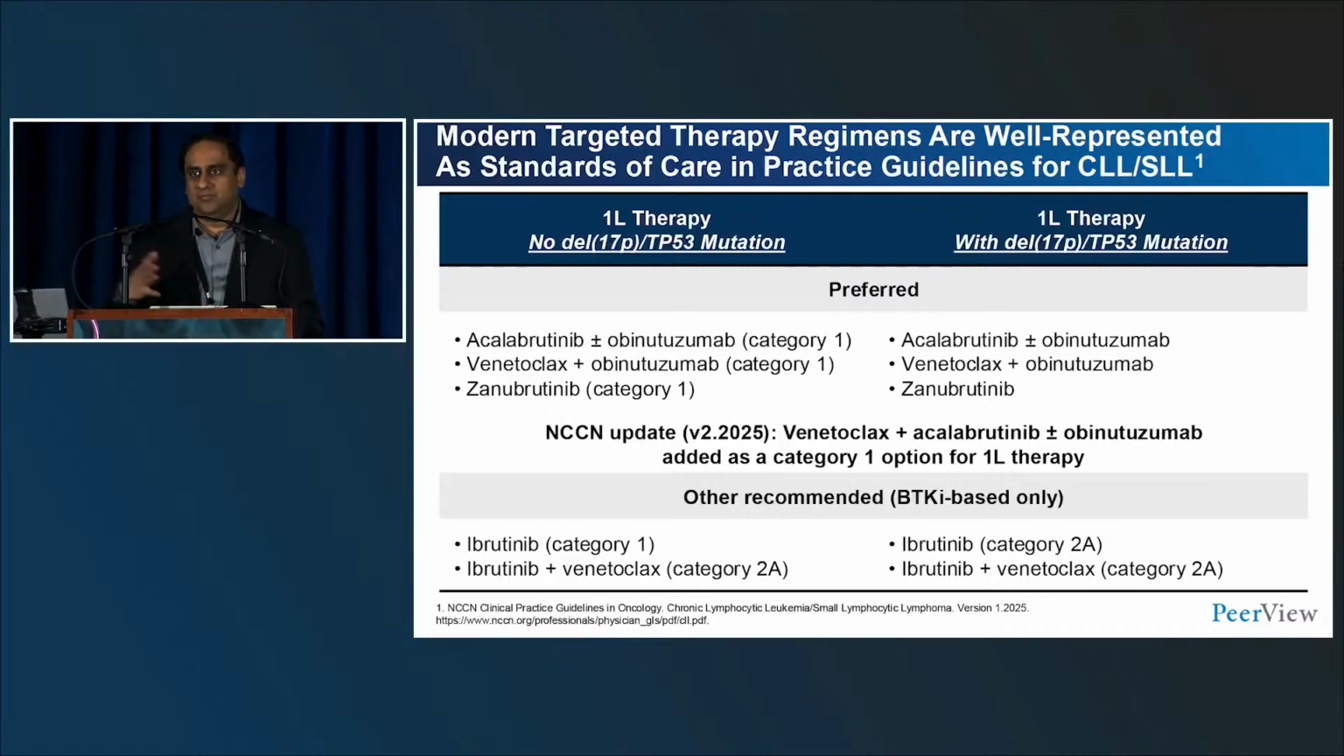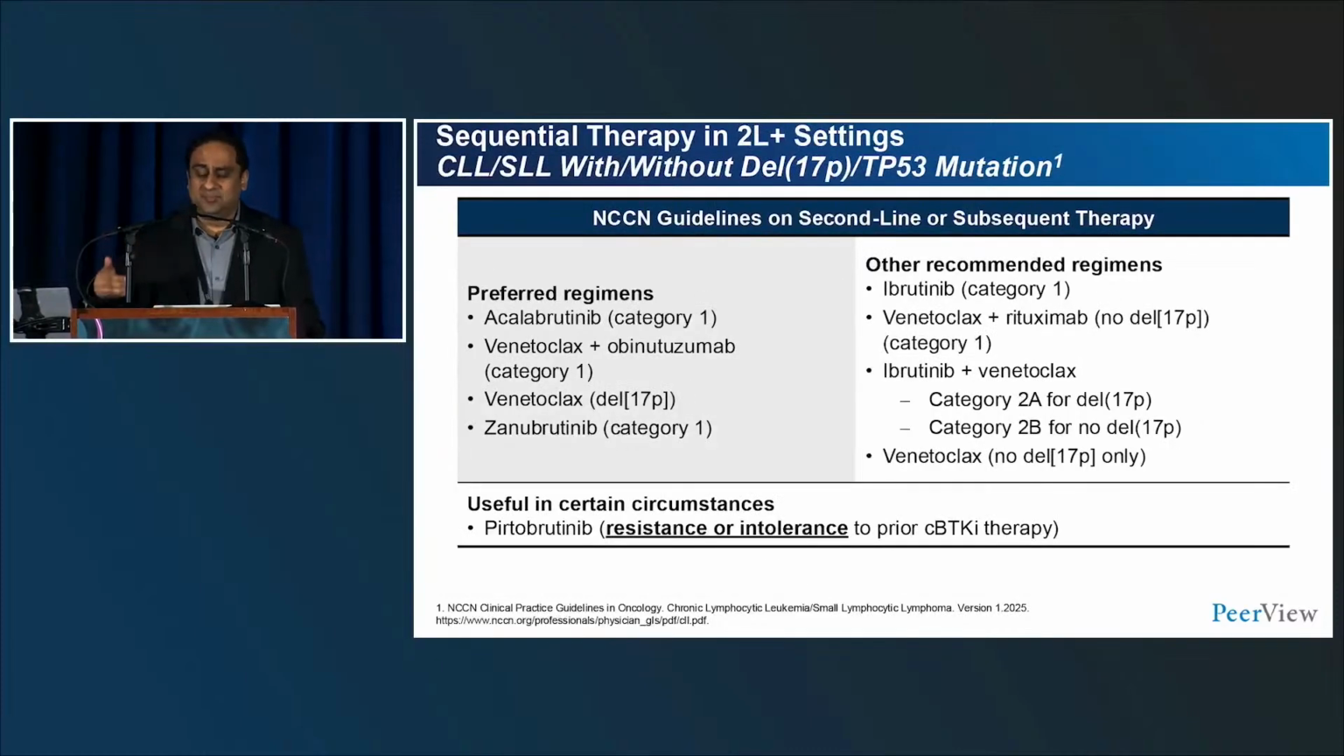So here are NCCN-type guidelines for frontline CLL. If you have a P53 mutation or you don't have a P53 mutation, you can see here more or less the recommendations are the same. They are dominated by novel agents, so acalabrutinib with or without obinutuzumab, then obinutuzumab or single agent zanubrutinib. There are other recommended agents, including ibrutinib-based regimens, but for many reasons, ibrutinib has fallen out of favor in this country for second-generation BTKIs.